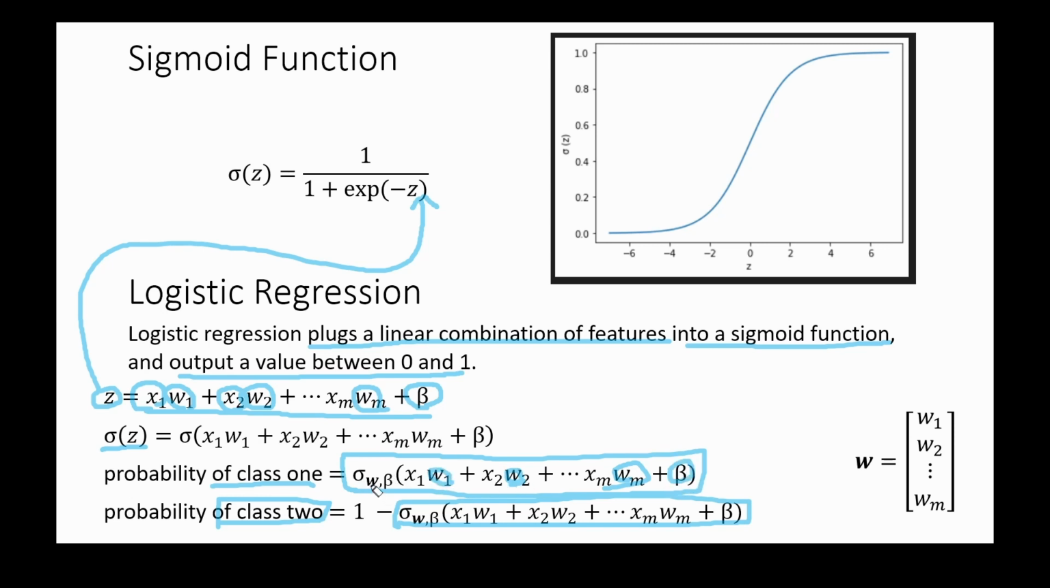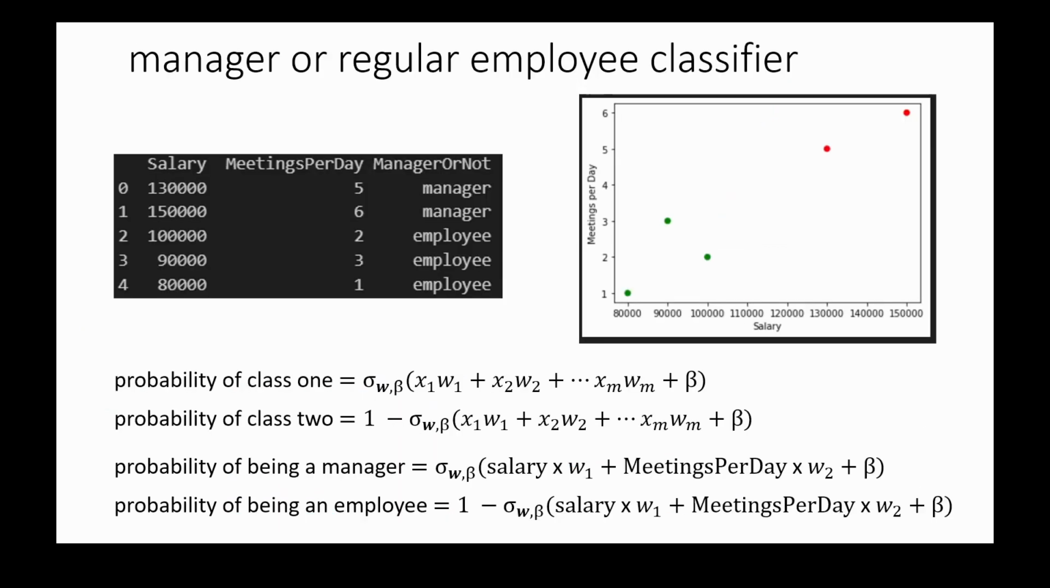So I'm using a subscript w and beta to represent that this sigmoid function depends on w and beta, and then this w, which I wrote in bold, represents a vector of all the weights. To help you better understand logistic regression, let's use a manager or regular employee classifier as our example.